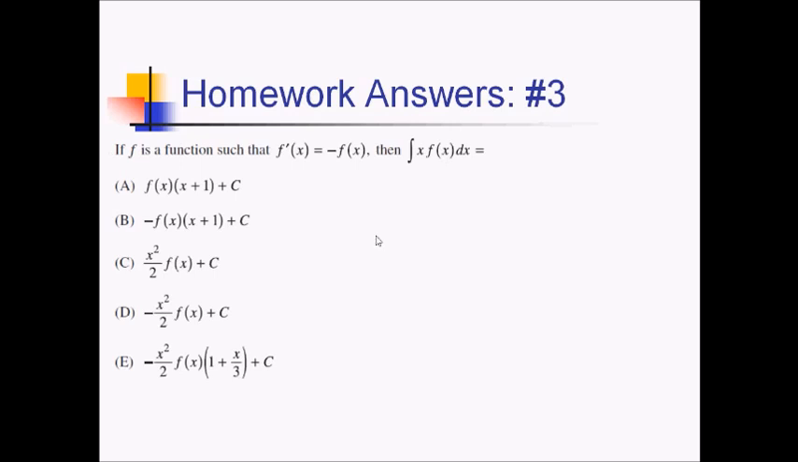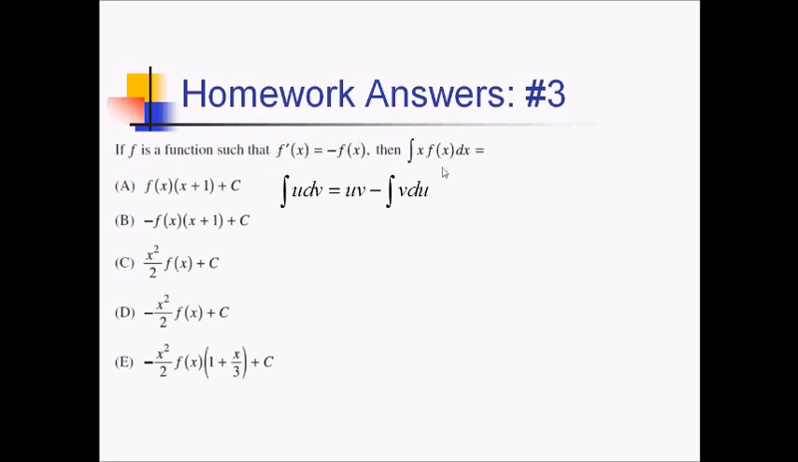So here's my parts formula, uv minus integral of v du. And for my u value, I'm going to have to pick something that's easy to differentiate. And this is a tough choice because x and f of x are both pretty easy. I mean, the derivative of x is 1. The derivative of f of x is given right here to us.